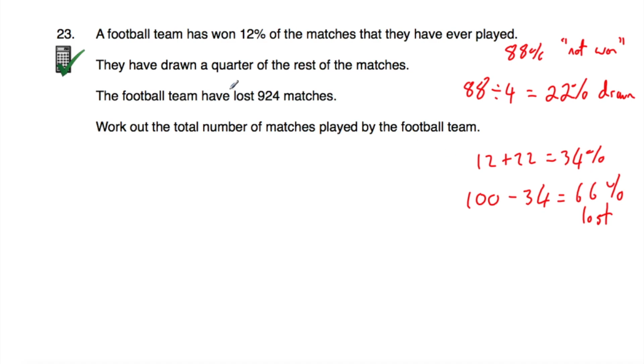Okay, so now we know that they've lost 924 matches. So the multiplier to find out how many they lost would be 0.66, because if you want to find 66% of a number, the multiplier is 0.66. So if I just take 924 and divide by 0.66, that's equal to how many matches they've played, which is 1,400. And that's it.